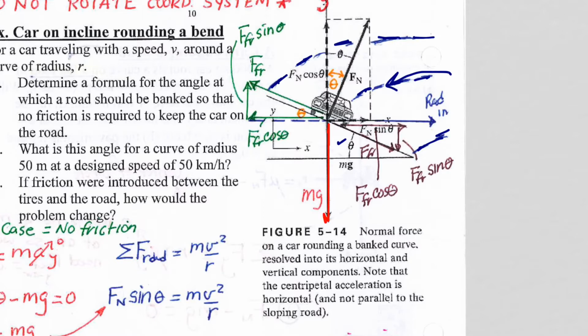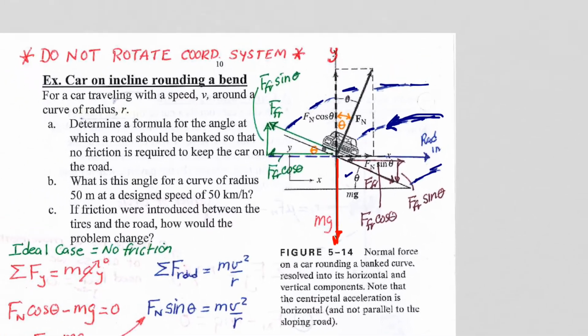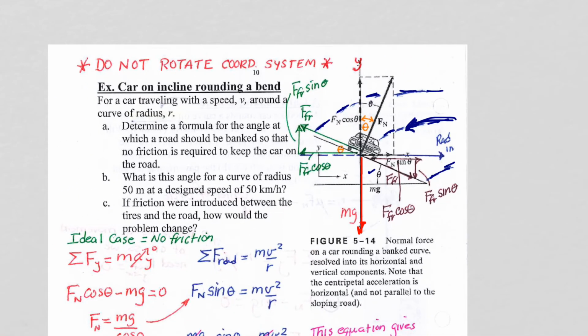And even though this diagram looks like the box sliding on the incline and we rotated our coordinate system, when you're looking at circular motion, where a car or an object is on an embankment like this but traveling in a circle as shown here, we do not rotate our coordinate system. So please put that in big bold letters on this page of notes so you will know you do not rotate your coordinate system for these types of problems.